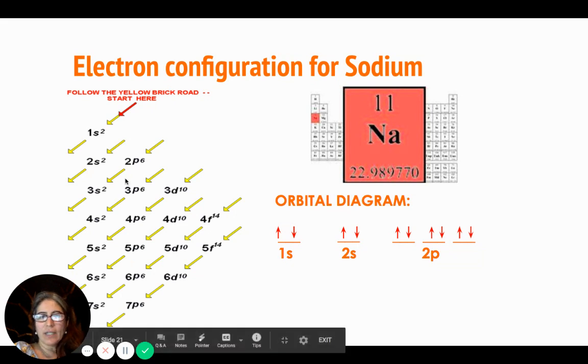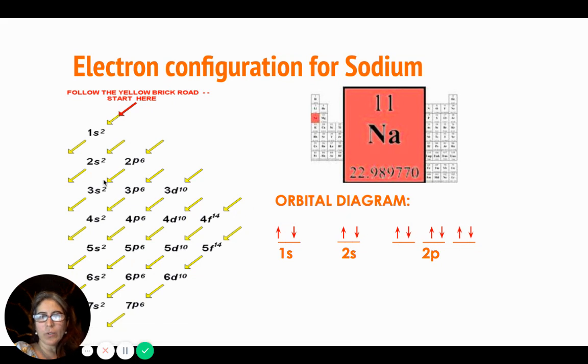We're not done and we need an extra room because the p already has the 6 that it can hold. So we open another room, which would be the 3s, and we only need a single arrow because now we have already the 11 electrons.